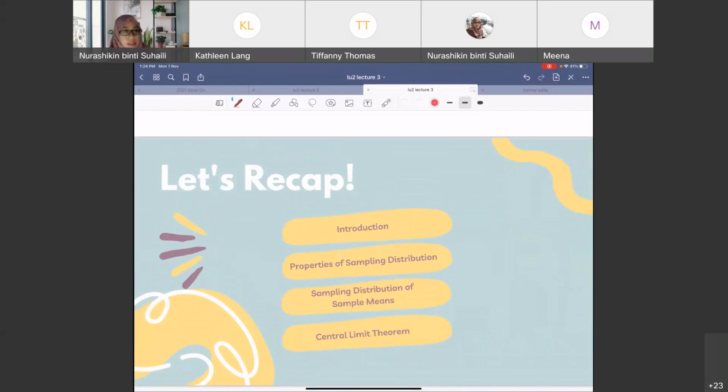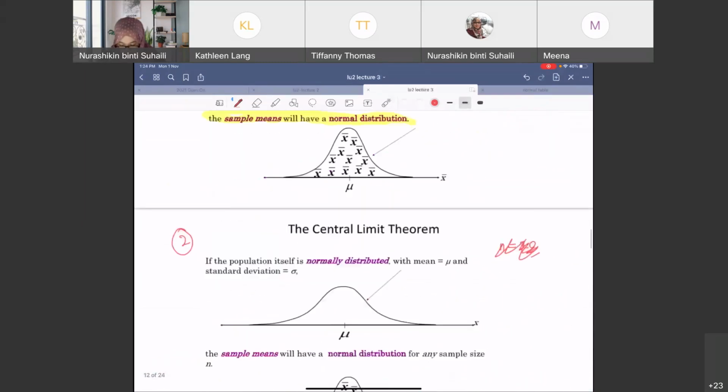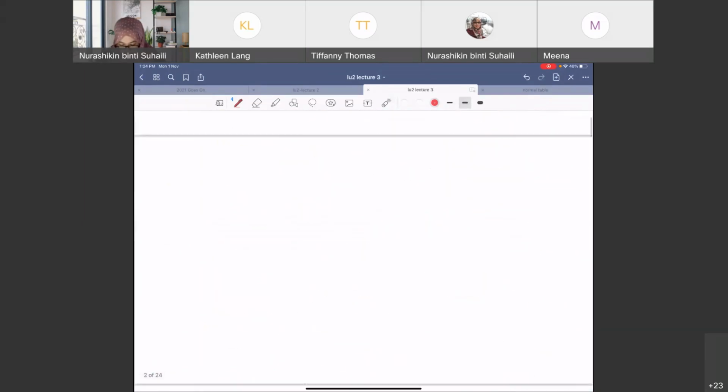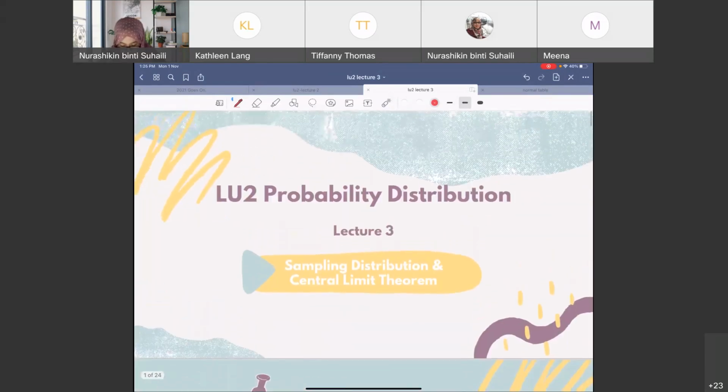In this second part, we cover what sampling distribution is, what its properties are, and the final part is the central limit theorem. But the problems normally combine both concepts, where you have to understand both. All right, that's it for today. In the first part just now, we covered normal distribution, and in the second part, sampling distribution and central limit theorem.